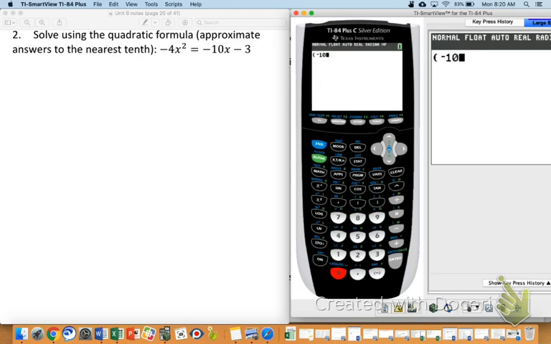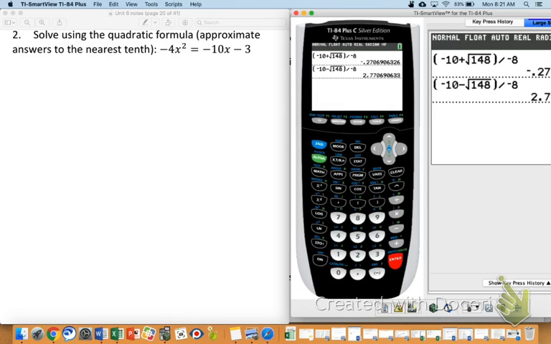Negative 10 plus root. There was a bunch of 8s floating around, and I put one in the place where it shouldn't have been. How about this? That look better? Negative 10 plus root 148 over negative 8. So I got negative 0.27, roughly. Okay. Now that we got our 10 straightened out, we're all happy. Negative 10 minus root 148, all divided by negative 8. Look good? I got 2.77, 2.8 approximately.